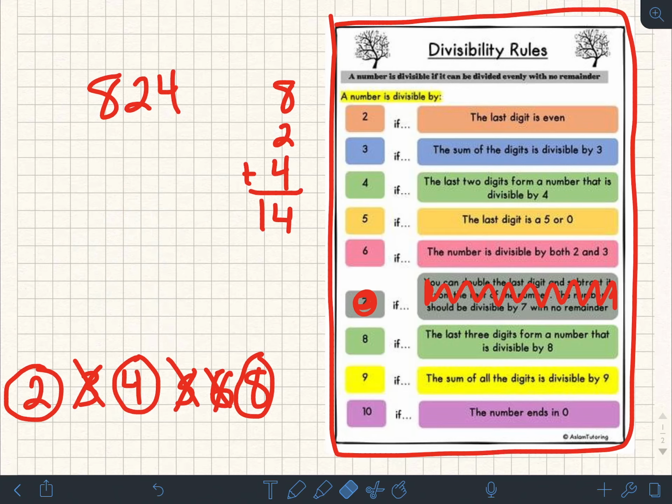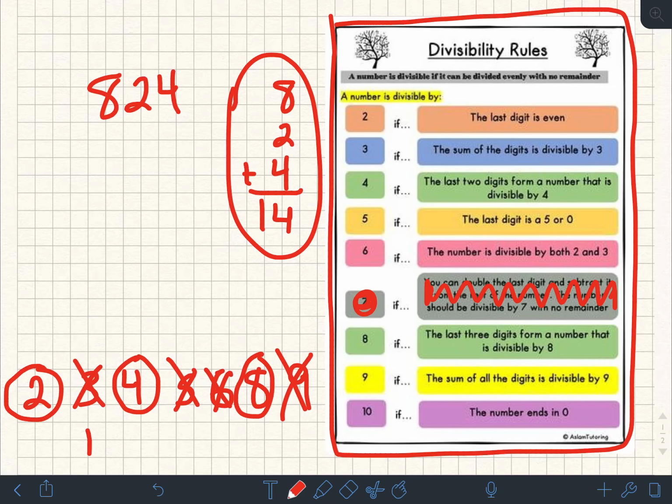Okay, we'll do the test for 9. If the sum of all the digits is divisible by 9, well, the sum of all the digits was 14, like we found over here. And 9 cannot go into 14 evenly, so this is not divisible by 9. And then if the last digit is a 0, it's divisible by 10. This is not a 0, it's a 4, so it is not divisible by 10. So this number is divisible by 2, 4, and 8. We'll do one more number.